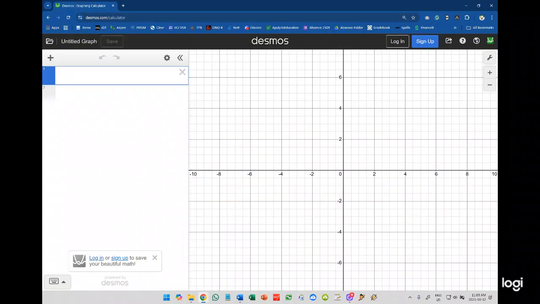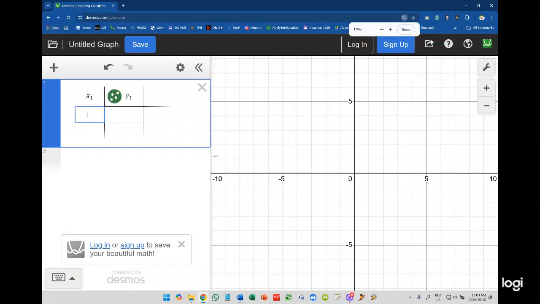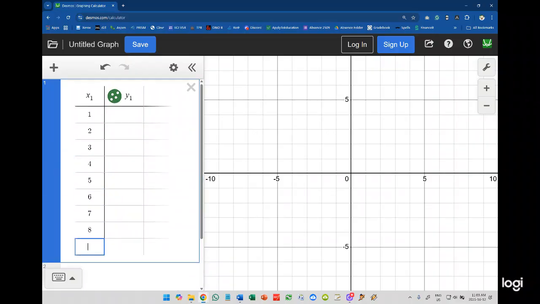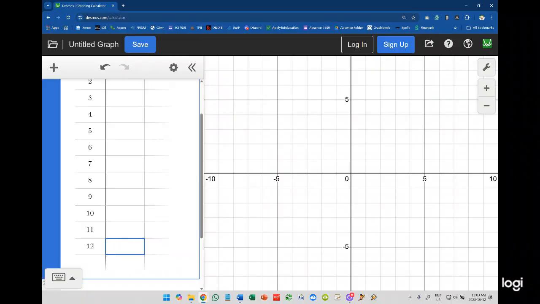Just a reminder, in case you've forgotten, the way you can make these tables in Desmos is to type in T-A-B-L-E, and as soon as you've typed the word table, it should switch over to a table. Then I'm going to put in my values as quickly and efficiently as I can. I'm just going to go 1, 2, 3, 4, 5, 6, 7, 8, 9, 10, 11, and 12.